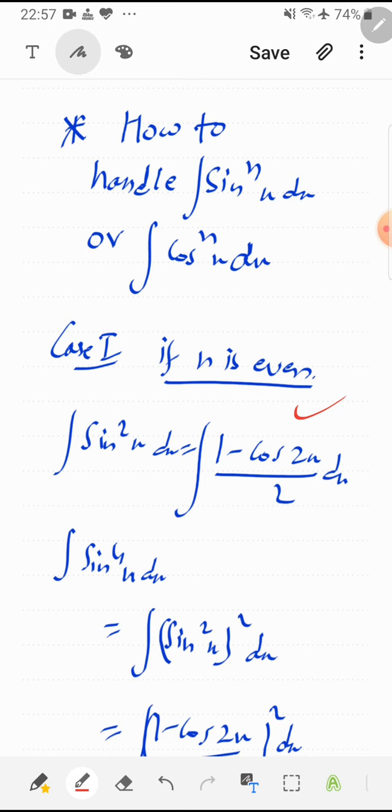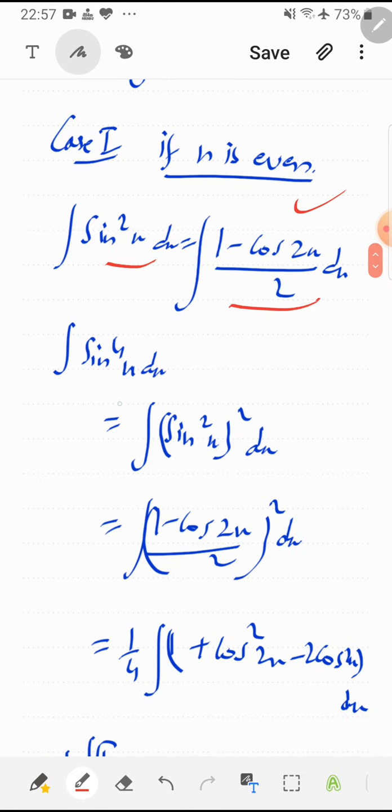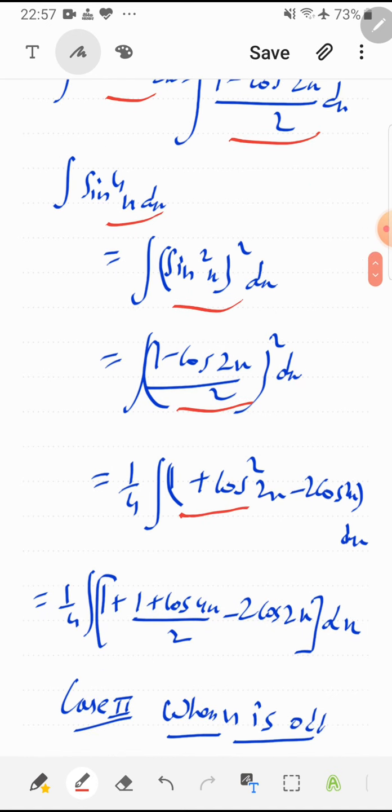There is no choice, like sine square x can be written as 1 minus cos 2x by 2. After that you can integrate. Similarly, sine raised to the power 4 can be written as sine square whole square, or 1 minus cos 2x by 2 whole square, or you can apply the formula a square plus b square minus 2ab. Now again cos square 2x can be written as 1 plus cos 4x by 2. So now powers are handled, and we are having only multiple angle which can be integrated very easily.